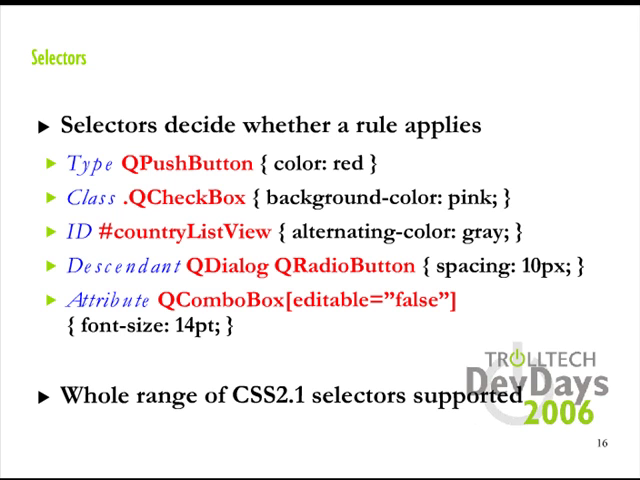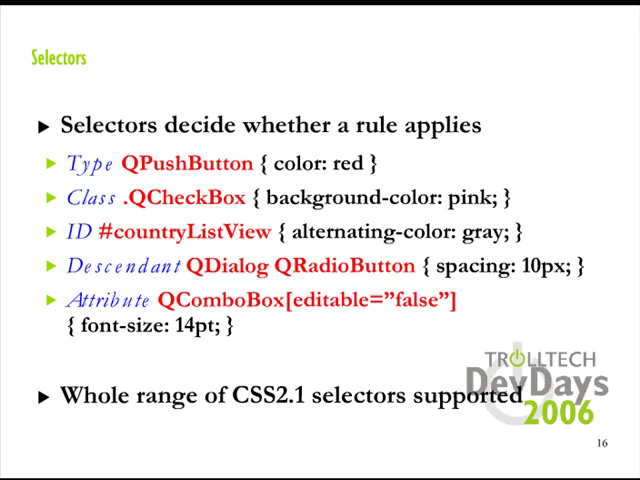We support the whole range of CSS 2.1 selectors. For example, if you take the first one, it says QPushButton color is red, which is called the type selector. And it's important to note that when you say QPushButton color is red, it also applies to your custom widgets. So if you have MyCustomPushButton, the first rule actually applies to MyCustomPushButton. But if you want to have a style rule which says, I want this rule to apply only to QPushButton and nothing else, you use the second variety, which is .QCheckBox, background color is pink. So this would apply only to a QCheckBox and not to, let's say, a MyCustomCheckBox.